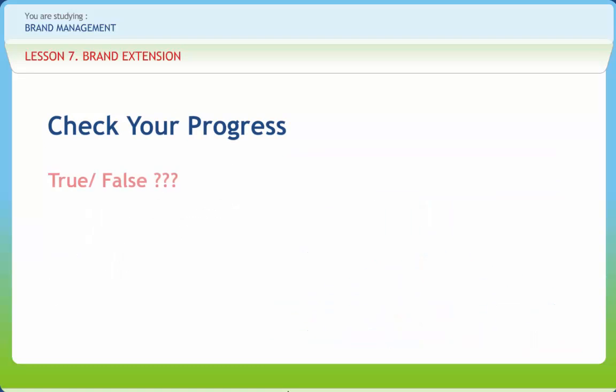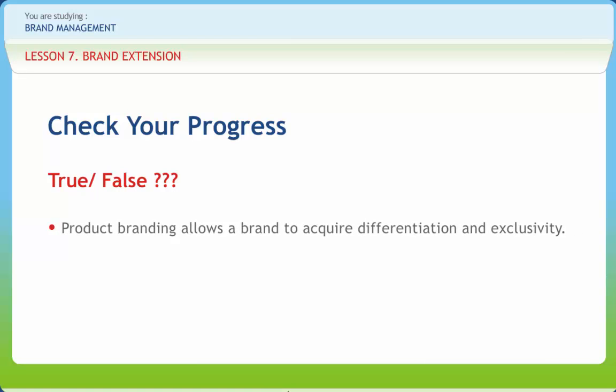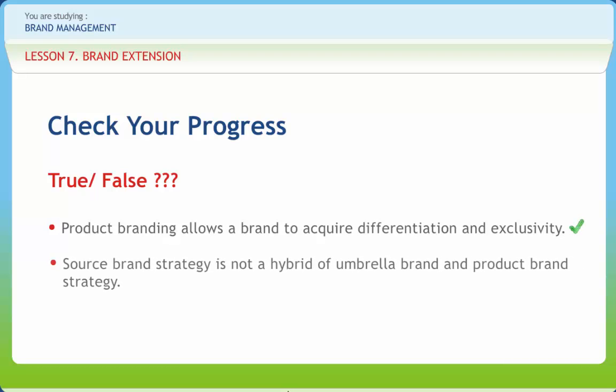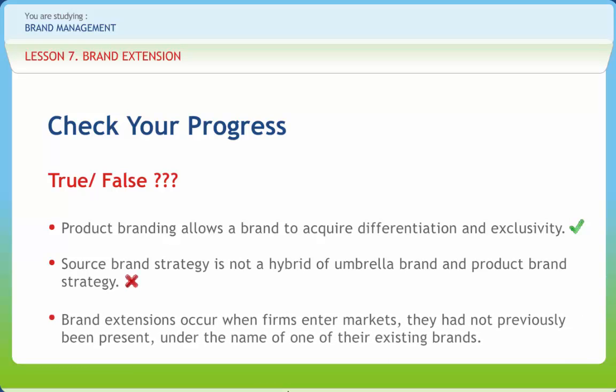Now let us check if we have understood the various concepts discussed in this lesson clearly. Product branding allows a brand to acquire differentiation and exclusivity. Right or wrong? Right. Source brand strategy is not a hybrid of umbrella brand and product brand strategy. Right or wrong? Wrong. Brand extensions occur when firms enter markets they had not previously been present in under the name of one of their existing brands. Right or wrong? Right.